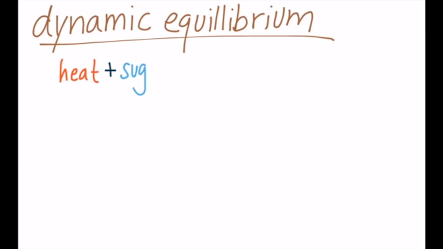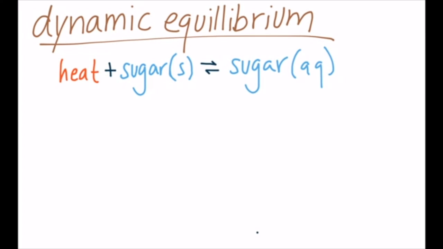So, how do we create the large crystals in rock candy? We use the power of heat. The dynamic equilibrium equation is as follows. We have heat and crystallized sugar on one side and sugar in the aqueous state on the other side.